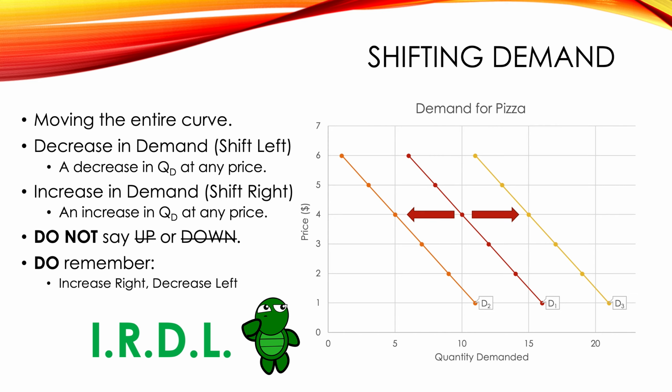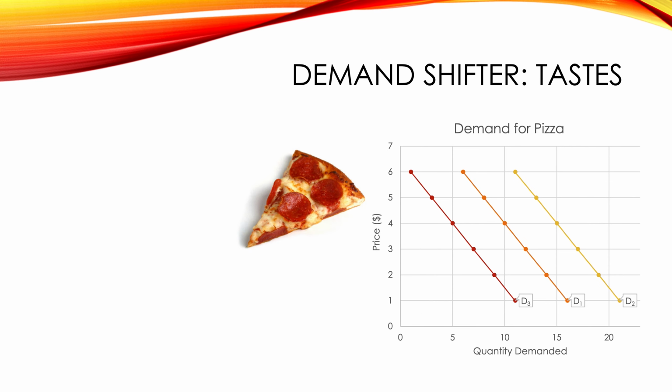So keep that in mind as we go through some of these shifters, and that way you won't get anything mixed up. Try not to say up or down, say shift left or shift right or increases or decreases. So here we go. The first demand shifter is probably the simplest demand shifter. The first demand shifter is taste.